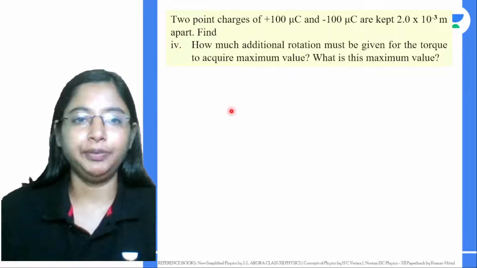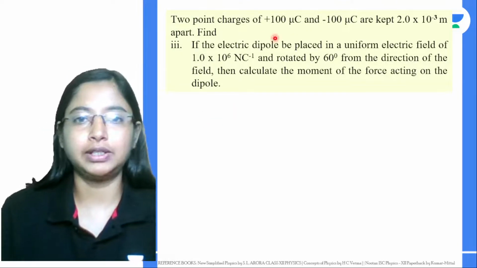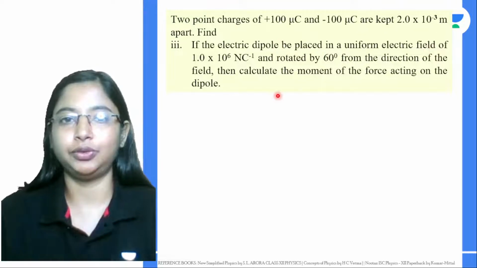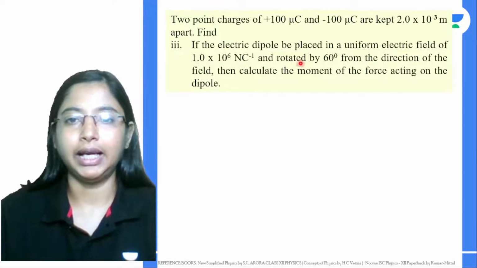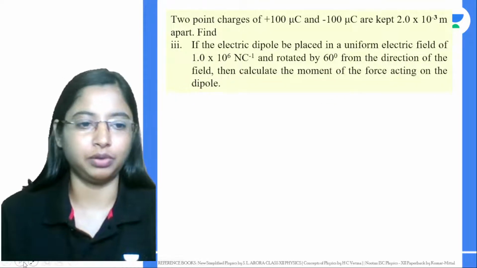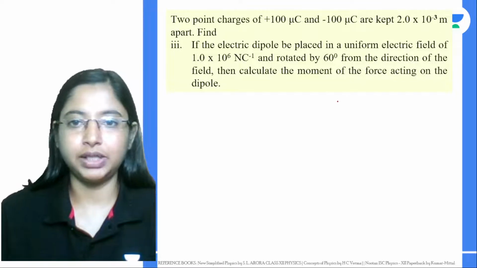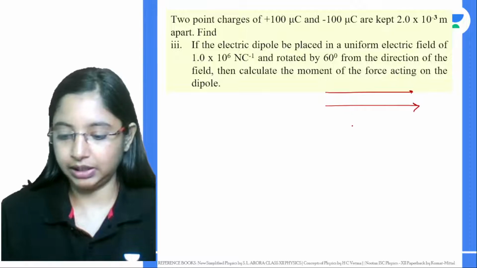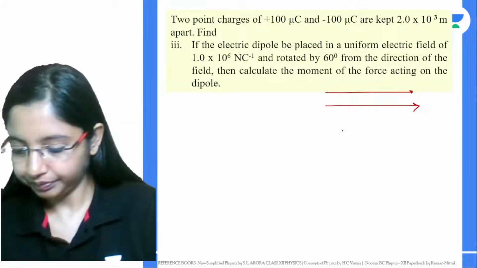Now for the same electric dipole, if you place it in a uniform electric field, and it is rotated by 60 degrees, we have to find the direction of the field, then calculate the moment of force acting on the dipole. Okay, let's do that. Let's say this is my uniform external field.